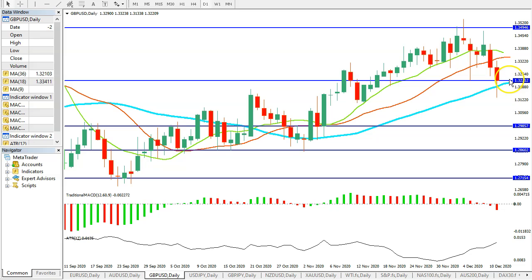So if we get an inside bar or a pin bar here, we will be looking to enter long from this point with a potential profit target around the next resistance level or higher.